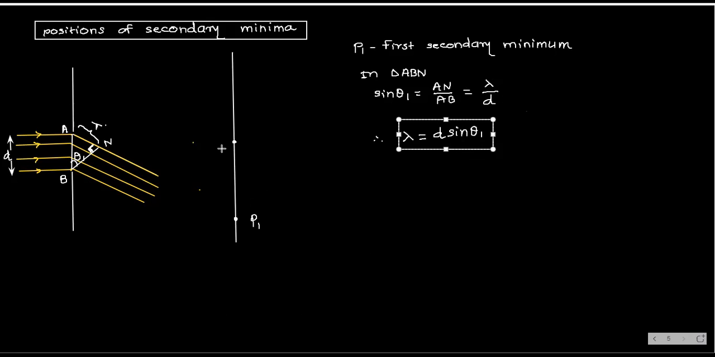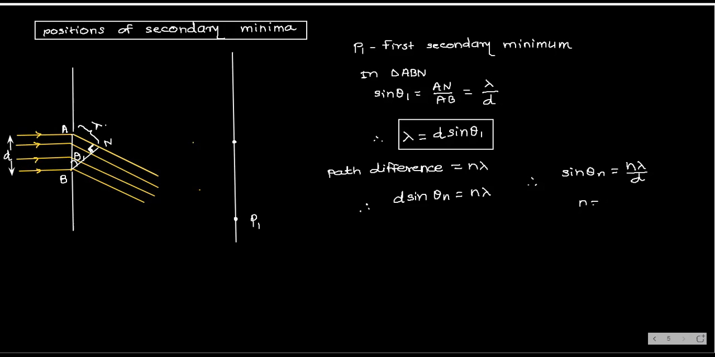Now, path difference for minima in this case is equal to n lambda, and therefore d sine theta n is equal to n lambda. This is for the first one. If suppose nth minimum you want, then d sine theta n is equal to n lambda, and therefore sine of theta n is equal to n lambda by d, where n is equal to 1, 2, 3 and so on. This formula is important for minima.